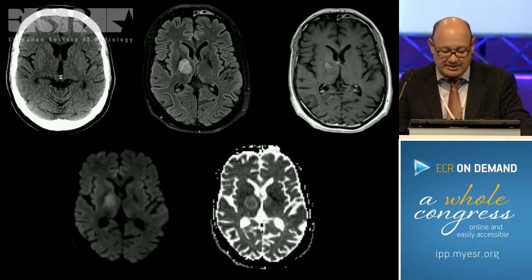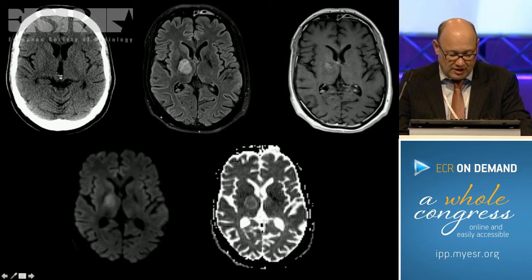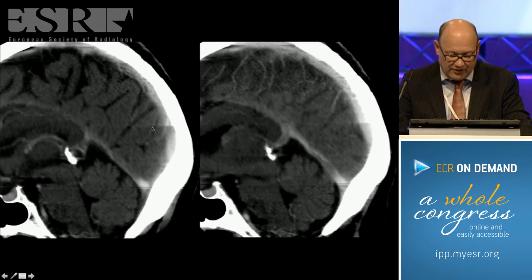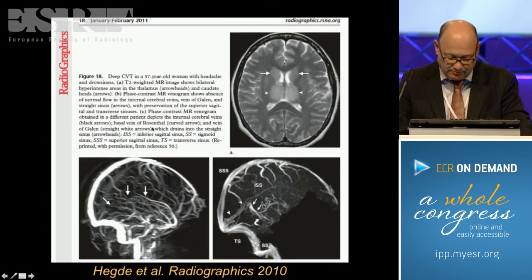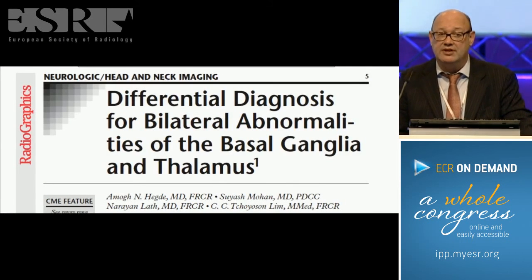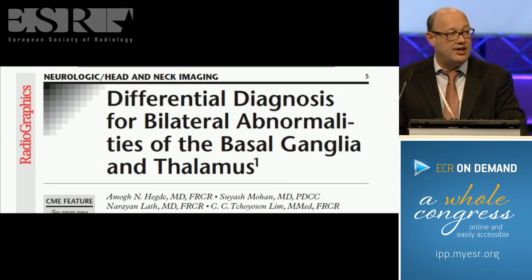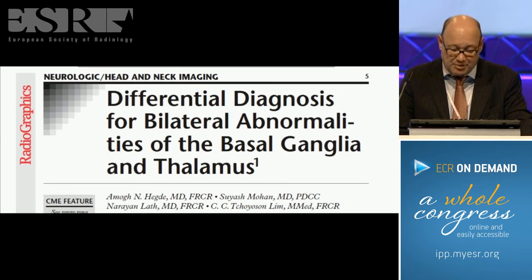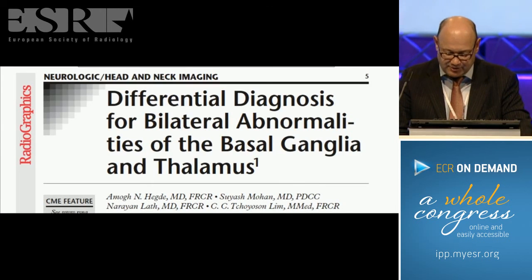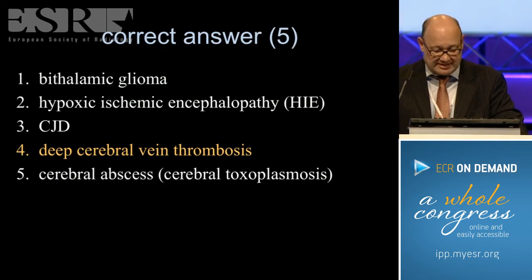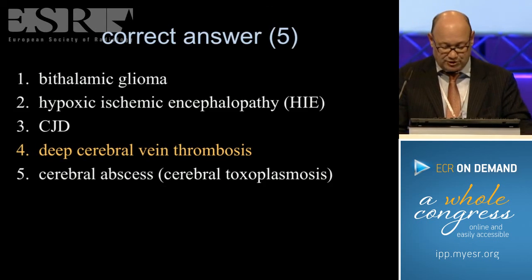This is another case of an abscess, which shows a hypodensity in the right thalamic region. It's hyperintense on FLAIR, with some enhancement, and we see restricted diffusion on the images. A nice paper if you want to evaluate bilateral abnormalities in the deep gray nuclei. Please read this paper. I really can recommend it to you. So the correct diagnosis in this case was deep cerebral venous thrombosis.